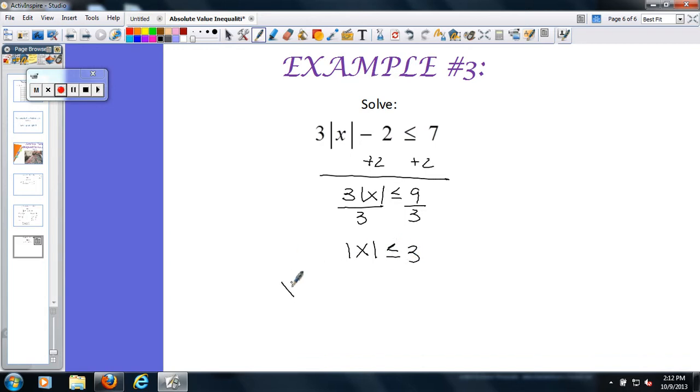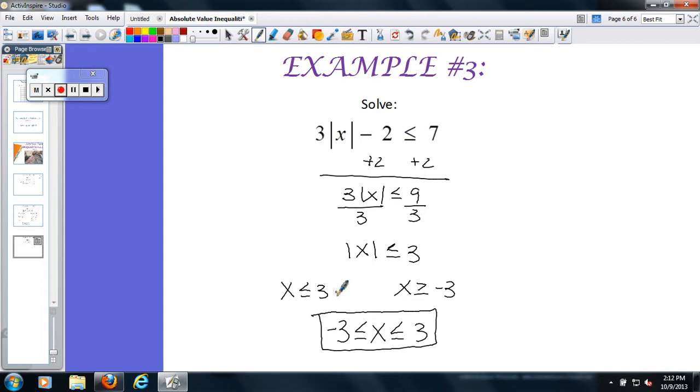And now I make my two equations. X less than or equal to 3, x greater than or equal to negative 3. And again, greater than or equal to negative 3, less than or equal to 3 means my values will be in between negative 3 and 3. So it's negative 3 less than or equal to x less than or equal to 3. And again, this would be what we call a converging inequality. Okay?